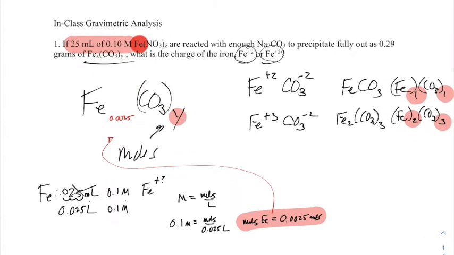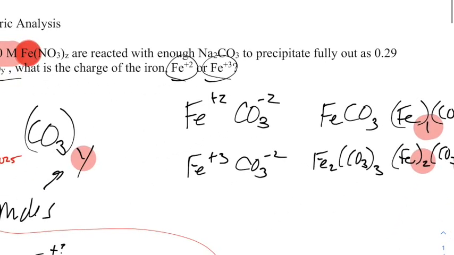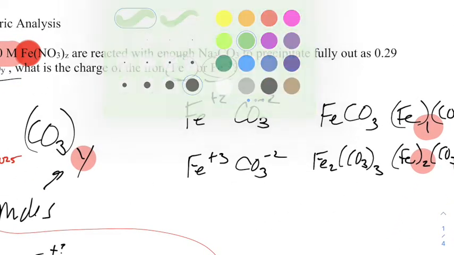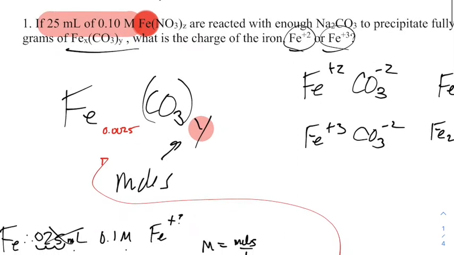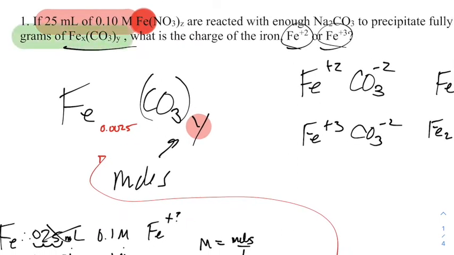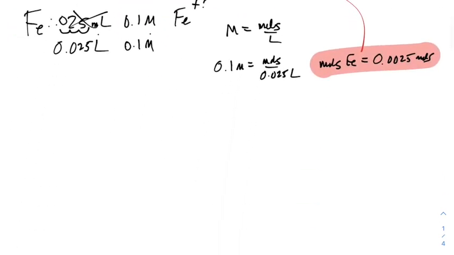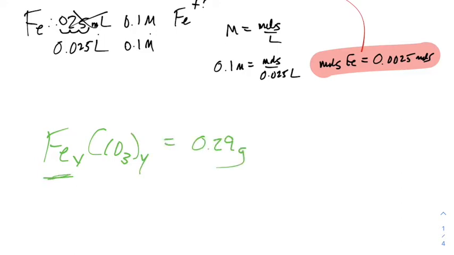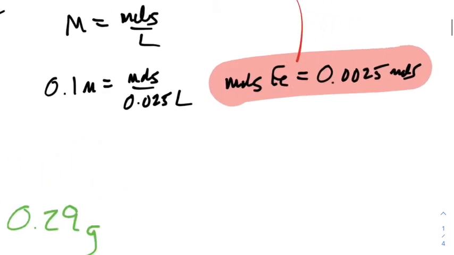How are we going to do that? Well, they told you that we precipitated out 0.29 grams of iron carbonate. All right, well, what does that tell us? Well, that tells us that we have FeXCO3Y as 0.29 grams. That's both the iron and the carbonate. Well, how much of it is iron and how much of it is carbonate? Well, we don't know, except we kind of do because we did this work up here.